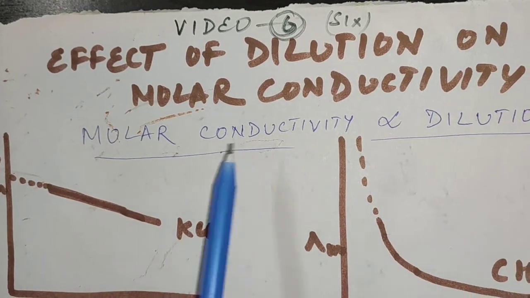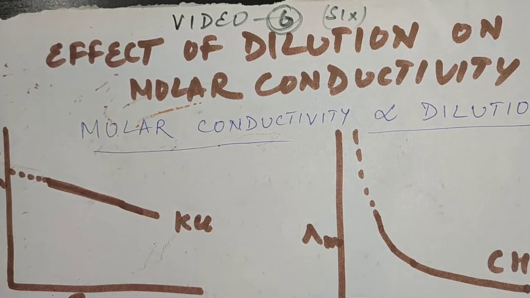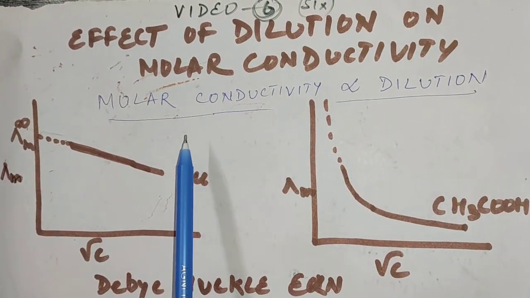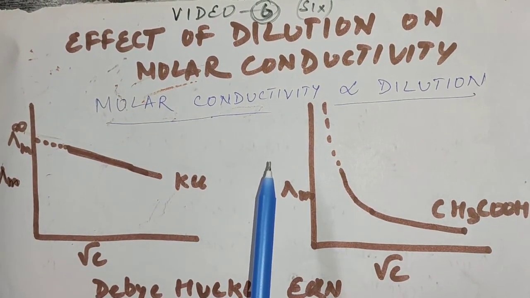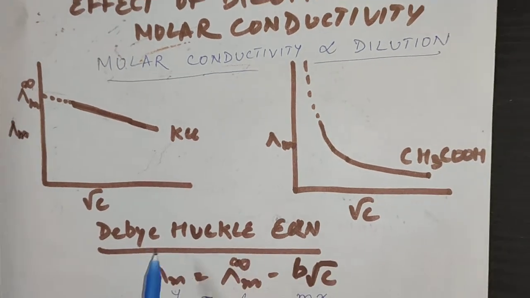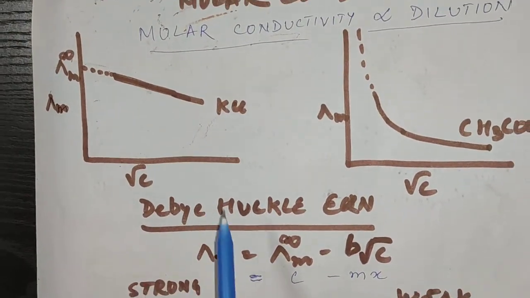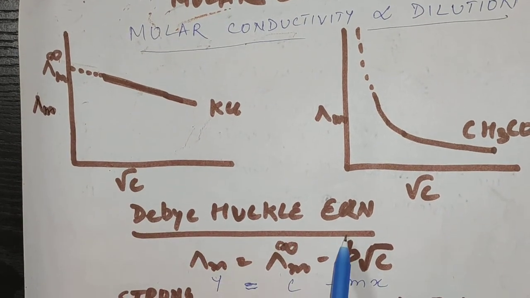Effect of dilution on molar conductivity for the chapter electrochemistry. First thing, this molar conductivity and concentration directly it can be studied from these two graphs. Look at these two graphs now. This graph is based upon the equation called the Debye-Huckel equation.